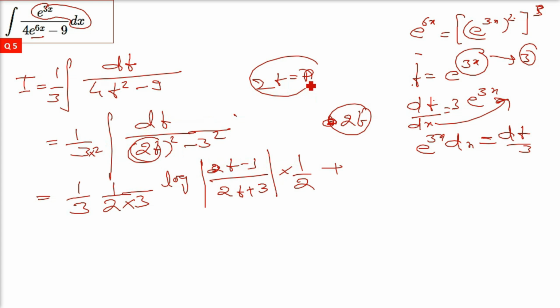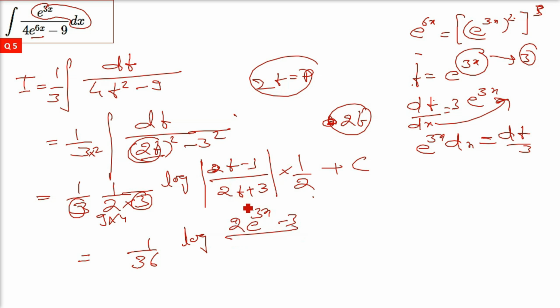So there are two ways to do it. Either you just use this formula and then differentiate 2t minus 3 and divide it, which will come as 1 by 2, that you already know. But the other thing is 2t equals to p can be taken. Basically, I'm explaining why 2 has come in the denominator. Other things you already know. So 3 into 2 into 3 into 2 will give you 1 by 36 log, in place of t we can write it as e raised 3x, so 2 e raised 3x minus 3 over 2 e raised 3x plus 3, plus constant of integration. That will be your final result.